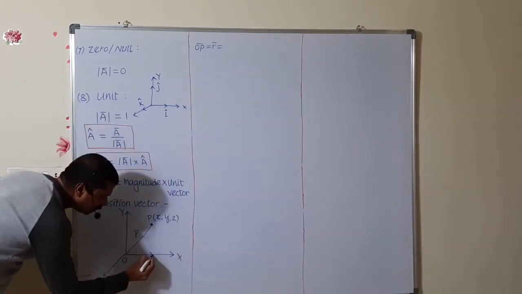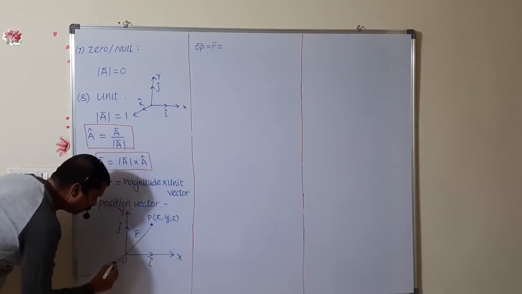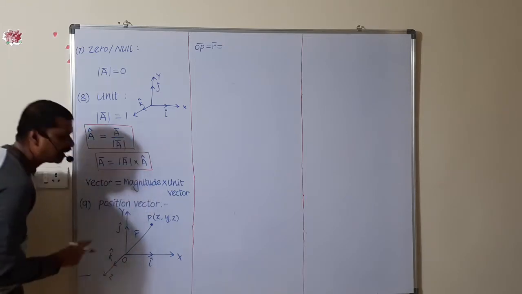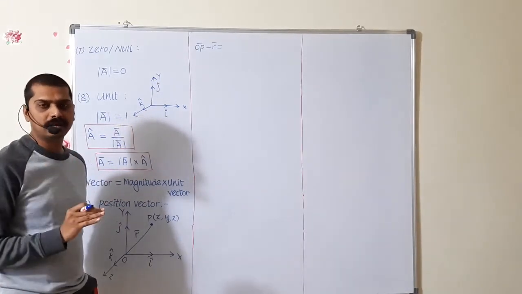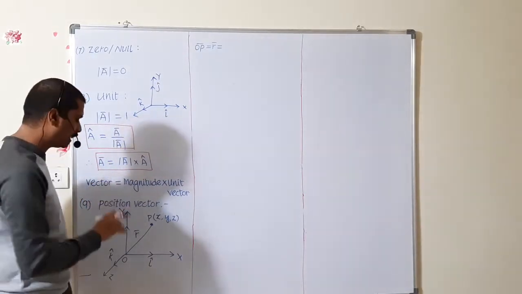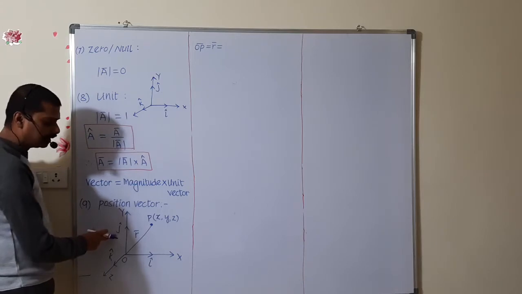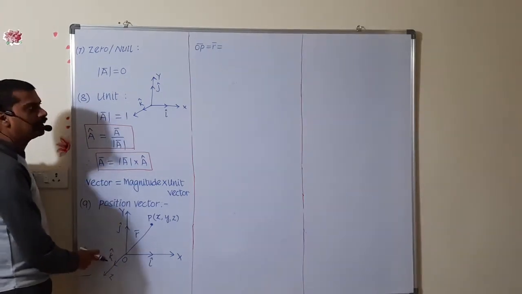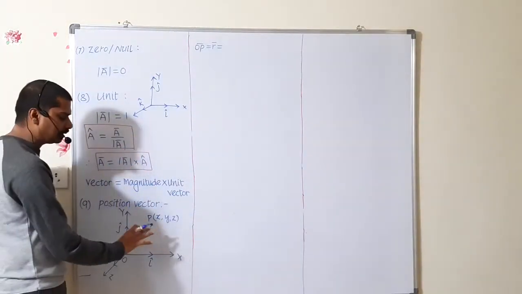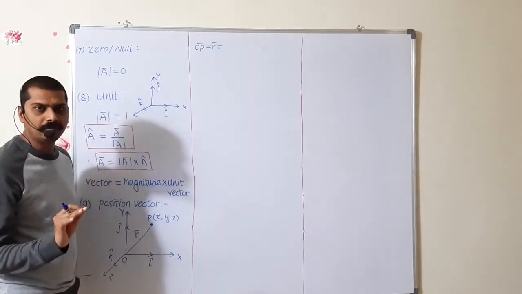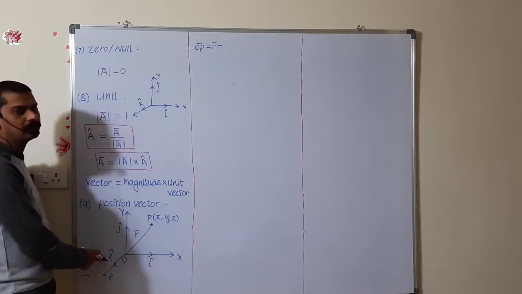Along the x-axis we take the unit vector i cap, along the y-axis j cap, and along the z-axis k cap. These directions are fixed. Along the x-axis, i cap; along the y-axis, j cap; along the z-axis, k cap. We have to follow this condition throughout physics. Along the x-axis always i cap, along the y-axis j cap, along the z-axis k cap.